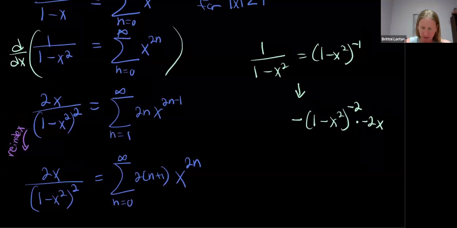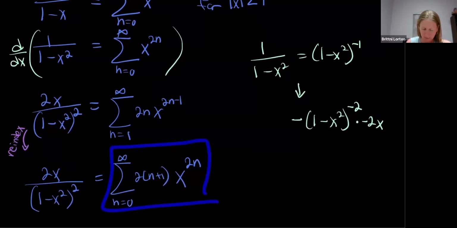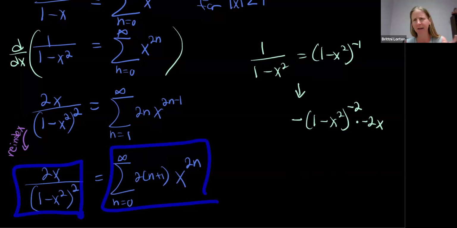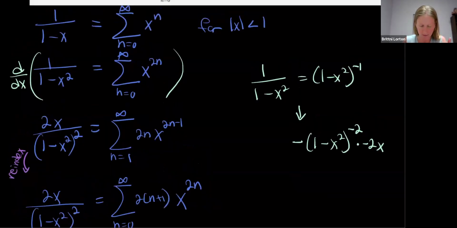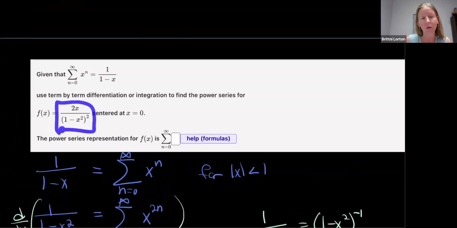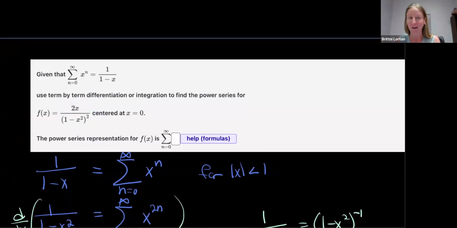So right now I have my equal sign that says I have a power series for this function. Cool. Is that the function I wanted? Because the last time it wasn't the function I wanted, so I should double check. So I have 2x over 1 minus x squared squared. Oh, look, it is the function I wanted. Sometimes it ends up a little easier. You never know until you try. It is the function that I wanted.